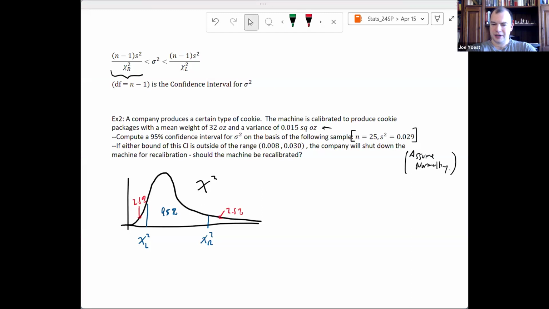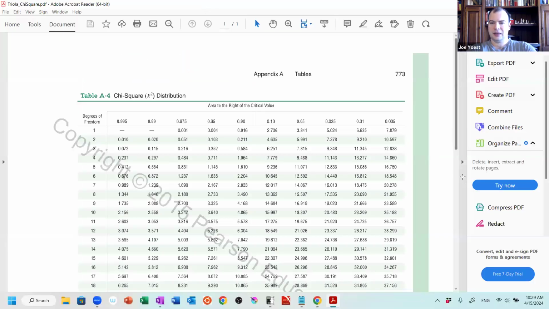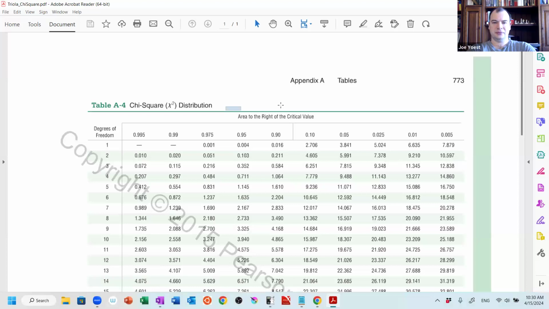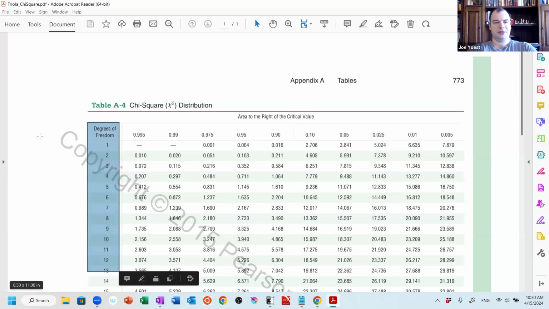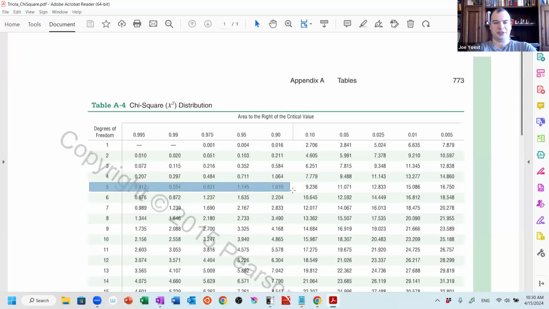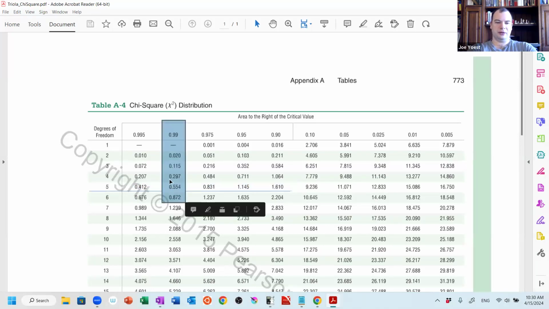Okay, let me switch my share here. And remember, this was our chi-squared table. Our chi-squared table gives us areas to the right, so areas in the right tail. We have a list of some different areas here, along with some degrees of freedom. So the degrees of freedom column tells us which chi-squared distribution we're on. Different degrees of freedom will give us slightly different distributions. And then we look for the appropriate degrees of freedom with the appropriate area to the right.